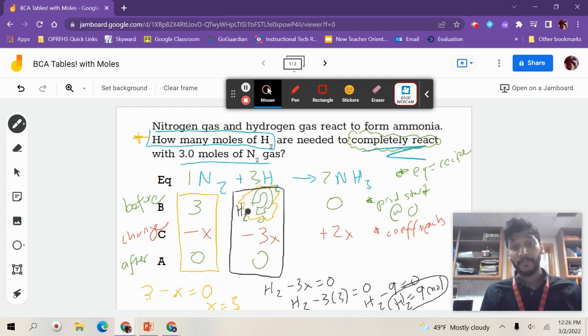Like if I asked you, you already have this table set up, how many moles of ammonia would you produce? What do you think that would be? So if 3 moles of nitrogen gas completely reacts with hydrogen, how many moles of ammonia do you think we'd produce?